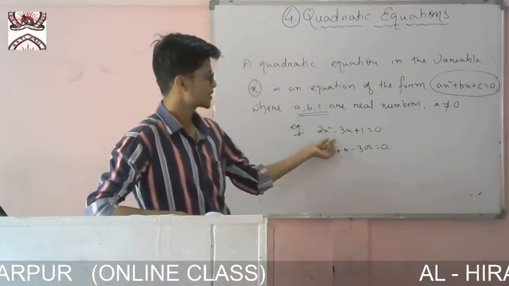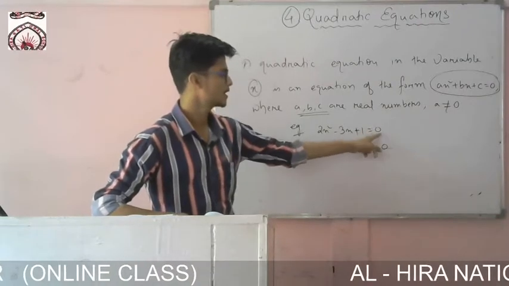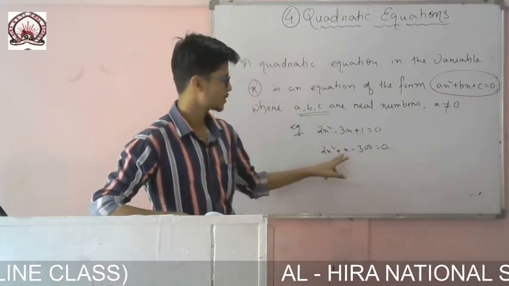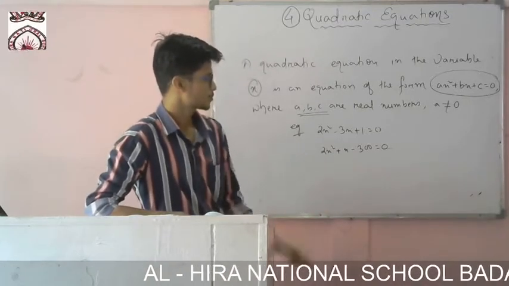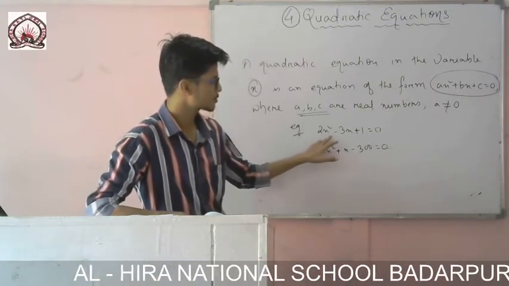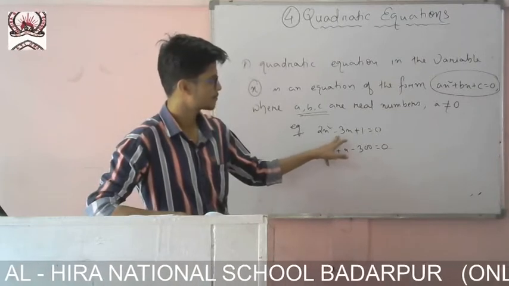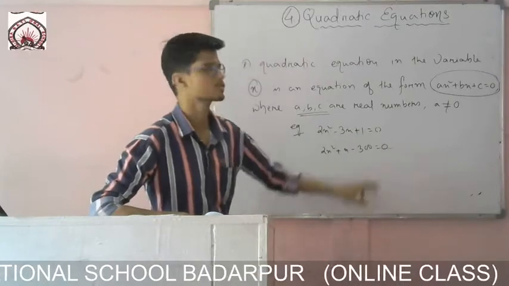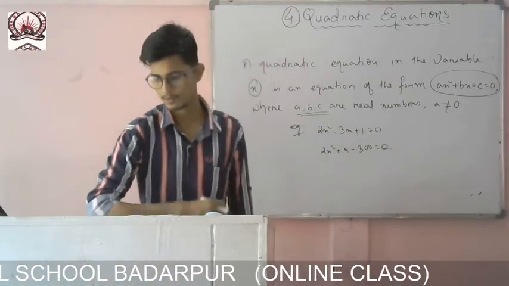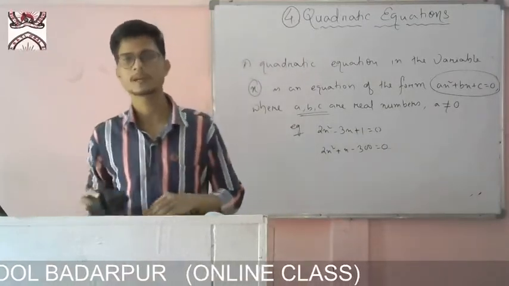You see, 2x square minus 3x plus 1 equals to 0, and 2x square plus x minus 300 equals to 0. So these are two examples. So if you see any equation of the form ax square plus bx plus c equals to 0, such kind of equation will be called a quadratic equation.